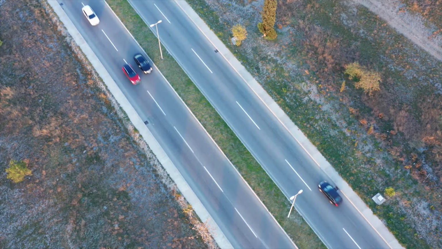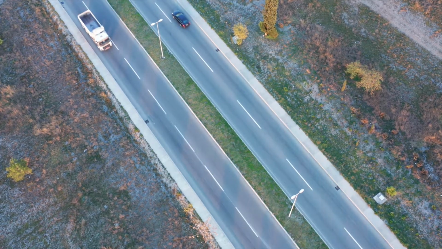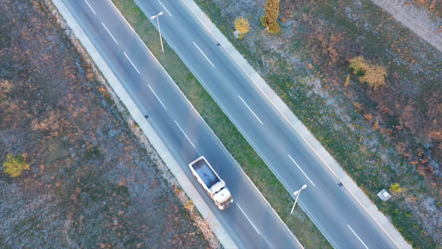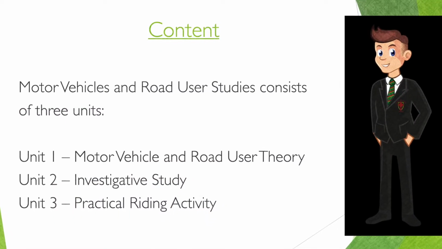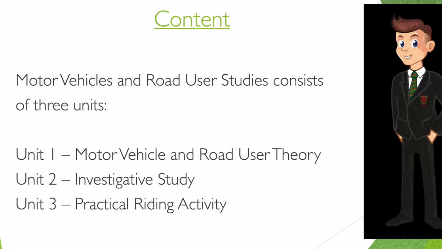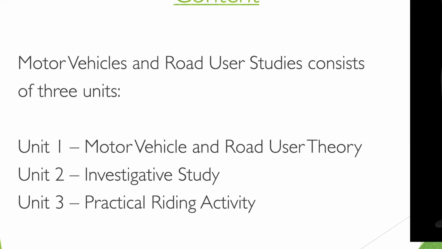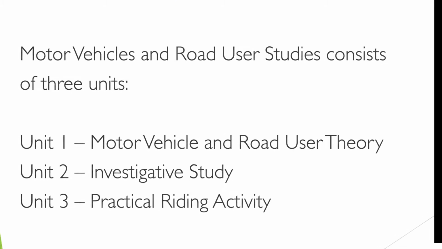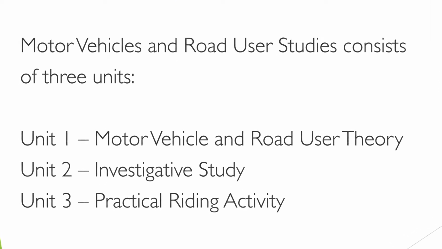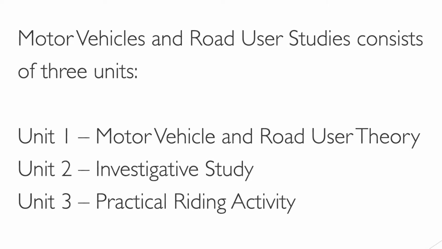What I'm going to do is show you a short presentation explaining about motor vehicles for any pupils who are interested in picking this as one of their GCSE options. Motor vehicles consists of three main units. Unit 1 is motor vehicle and road user theory. Unit 2 is an investigative study, which is a piece of coursework. And Unit 3 is a practical riding activity, which is when you're on the moped.